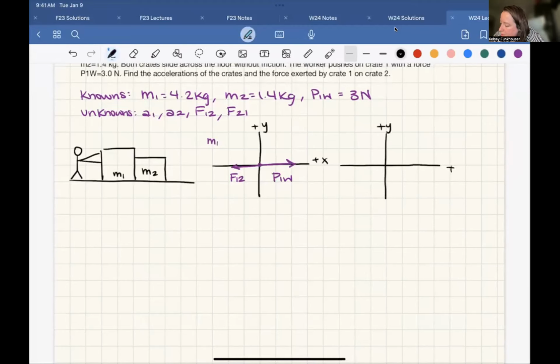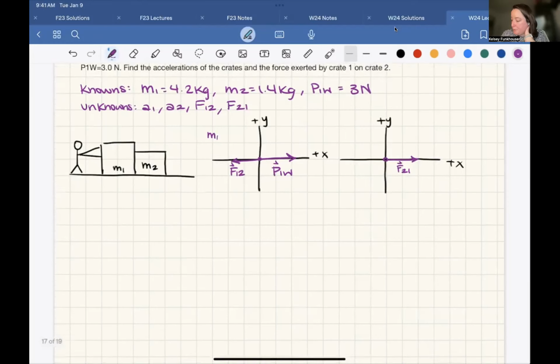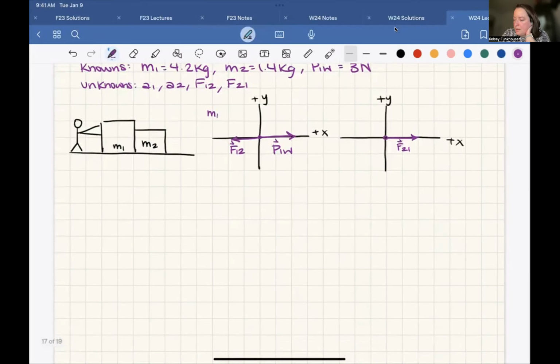Positive y direction, positive x direction. Okay. And crate 2 just has the one force on it, the force on crate 2 from crate 1. These are all vectors also. Okay. Nice. Next up is using Newton's second law to get some equations. So remember, Newton's second law is the sum of forces is mass times acceleration. So let's do that for each crate.